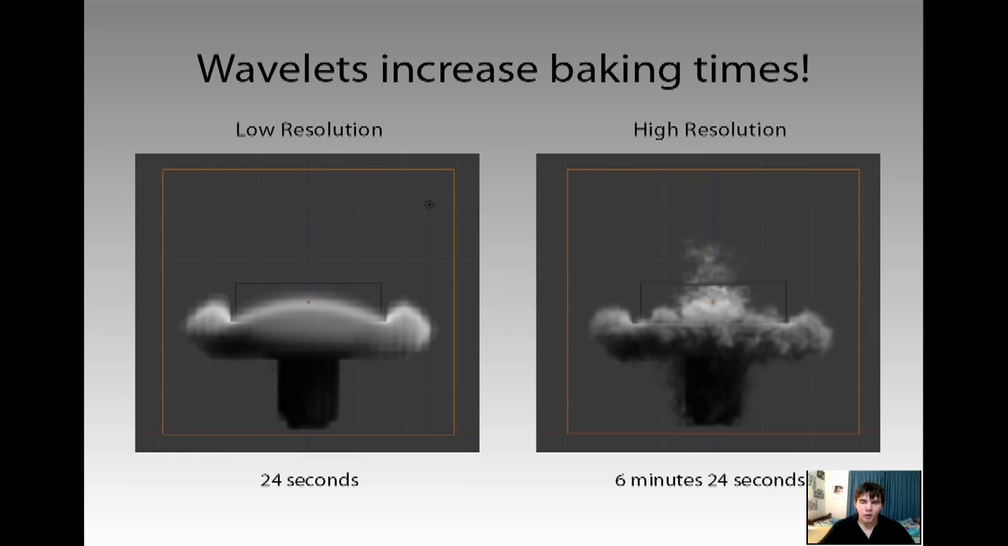Alright, now, one thing to note, wavelets increase baking times drastically. I had to add this slide just to show you an example. So on the left hand side, you've got just low resolution enabled. Now that baked in 24 seconds. On the right hand side, we checked the show high resolution box, and it baked in 6 minutes and 24 seconds. So it severely increased the baking times.